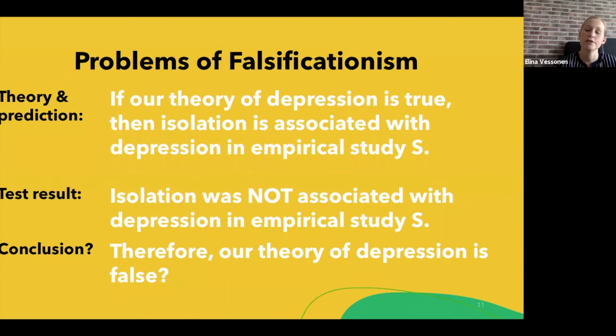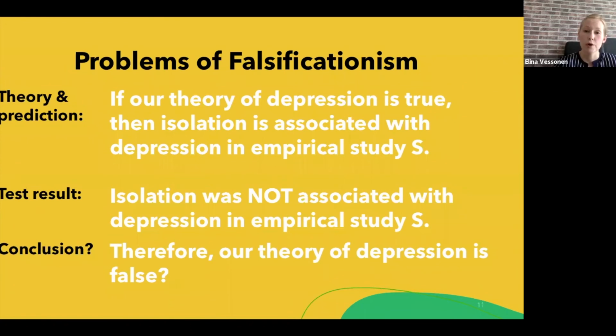Then it turns out that when we run this empirical study, isolation was not associated with depression. Should we then reject our theory of depression on the basis of which we have made this prediction? Well, it would seem like there are a number of reasonable things that we can do that are not the rejection of the theory, even though it looks like we have falsified the prediction.